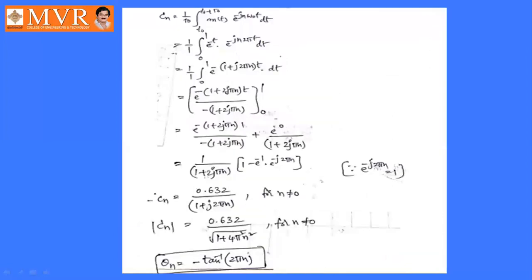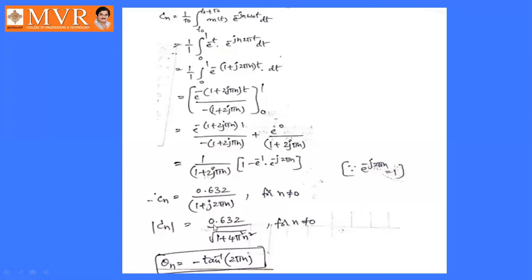Next, we have to find the Cn value. Cn equals 1/T0 times the integral of m(t) e^(-jnω0t) dt. The 1/T0 value is 1, the integral from 0 to 1 of e^(-t) times e^(-jn2πt) dt. Taking the minus as common, e^(-(1+j2πn)t) divided by -(1+j2πn) with limits 0 to 1. Substituting these values and also using the formula e^(-j2π) equals 1, it becomes 0.632/(1+j2πn) for n not equal to 0. If n is 0, this becomes 0.632.